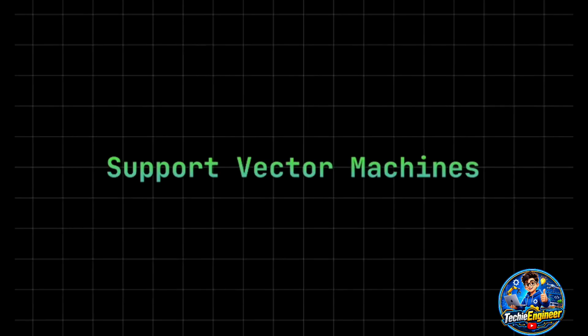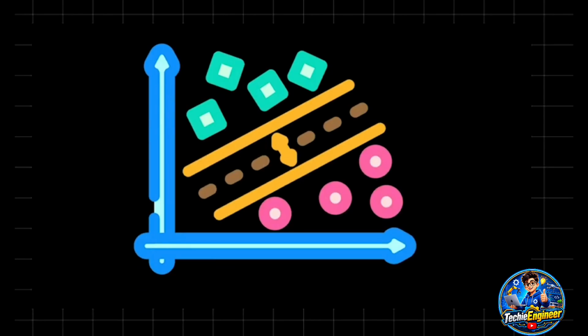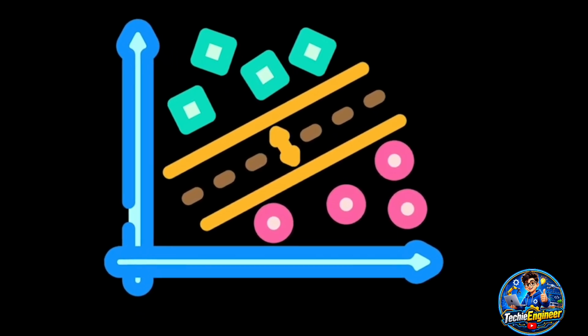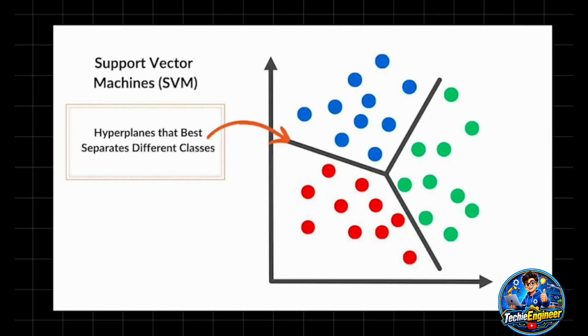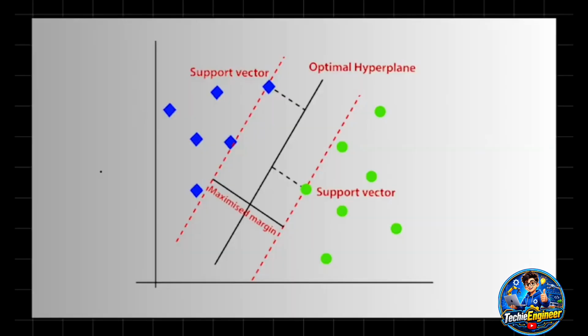Support vector machines, or SVM, a powerful and versatile algorithm used for classification, regression, and outlier detection. SVM works by finding the optimal hyperplane that best separates data points of different classes. This hyperplane maximizes the margin, the distance between the closest points of each class, known as support vectors.